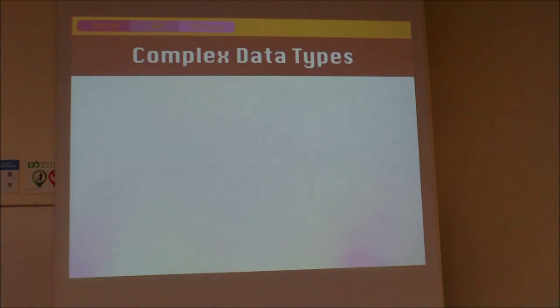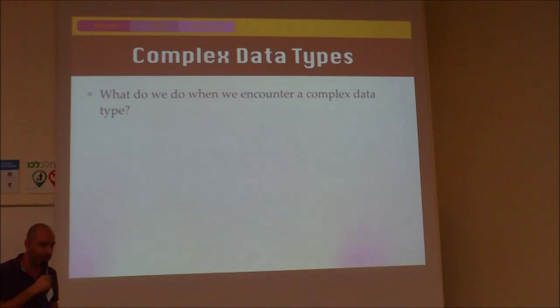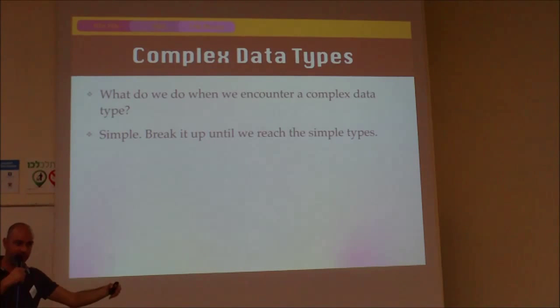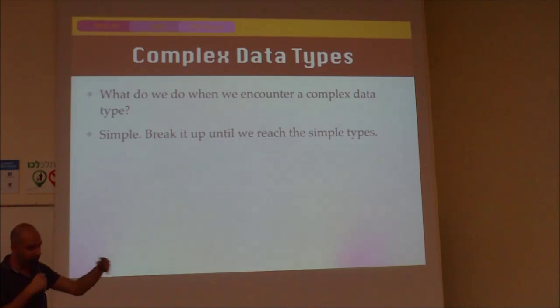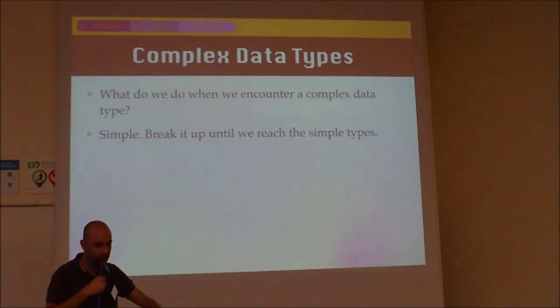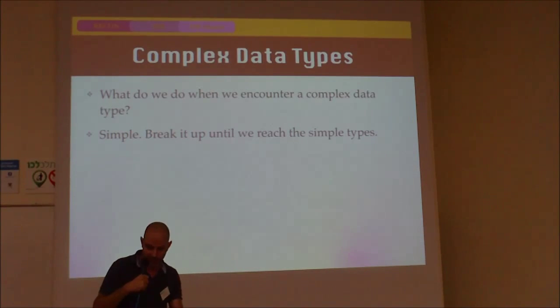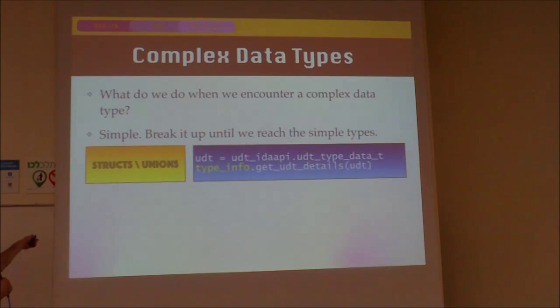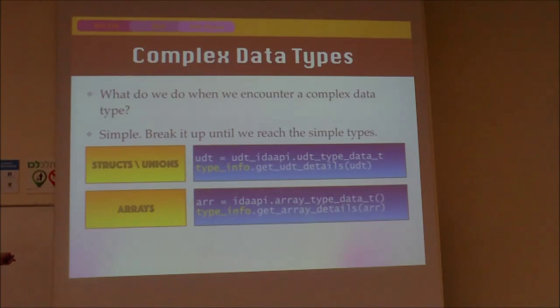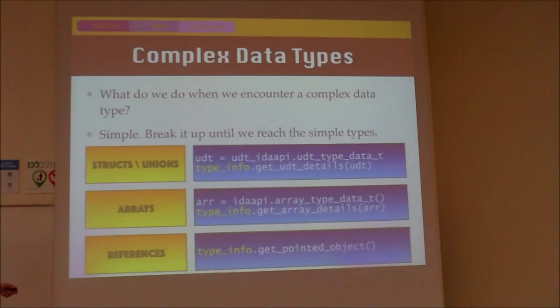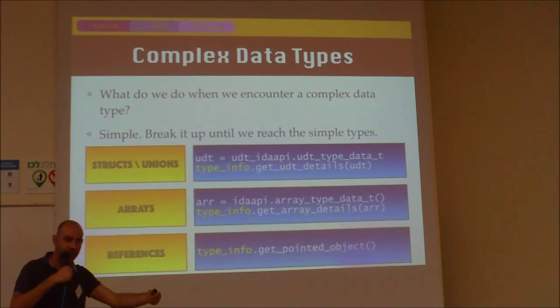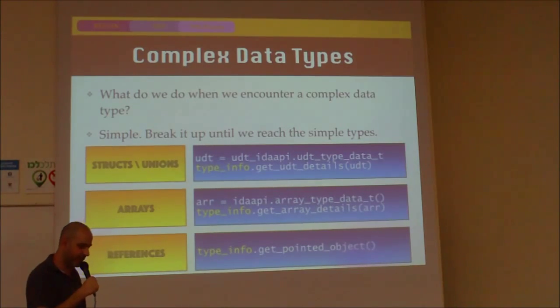Now, about complex types. What do we do when we encounter not a Boolean value, but a struct? Well, that's pretty simple. We just break them up until we get to the simple types, right? So if we got a struct, we just need to query its members, and then for each member, pass those members to the parsers, and then go on again and again until we get to the very basic types. For arrays, we can again use the tinfo_t object in order to get the array members. And for references, we actually have functions that let us dereference. So if it's a pointer, we can go to the place this pointer is pointing to, and then look at the value there, and again and again, until we get to the simple types.